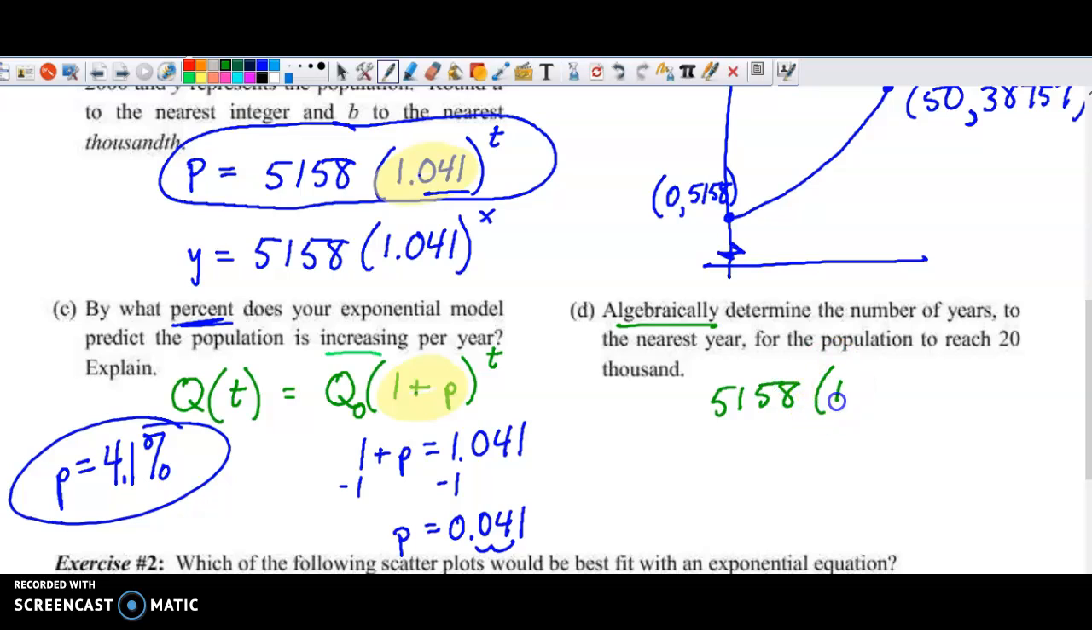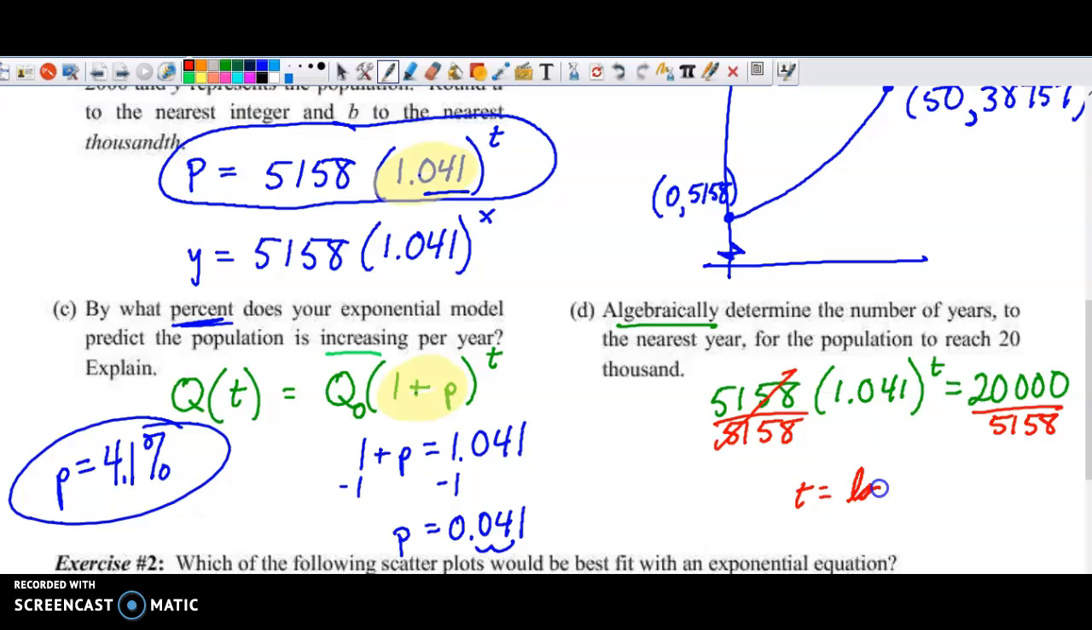So if we want to algebraically, so that's using algebra, see when that equation, 5,158 times 1.041 to the t power is going to reach 20,000, well, now we can use logs to solve this. I can divide 5,158 over, and I'm going to just use the change of base formula to change it to be log base 1.041 of that giant number over there. And feel free to simplify if you want to, but your calculator will do the math for you.